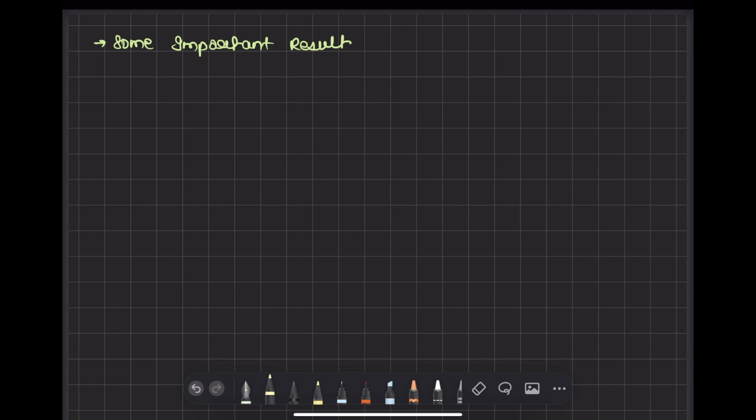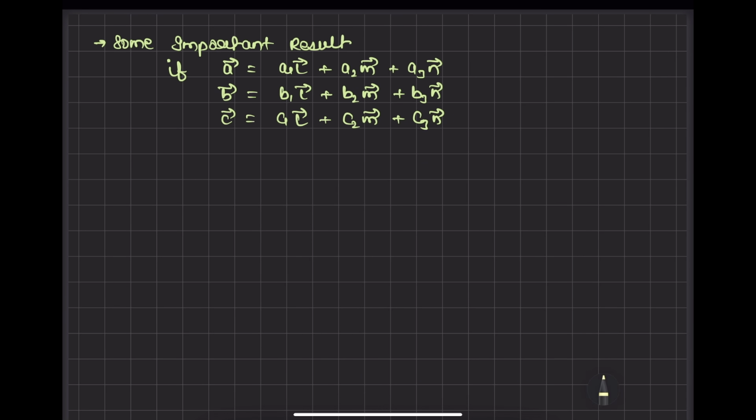Suppose that we have vectors written in this form. Vector A is a combination of L vector plus M vector plus N vector. Same for vector B and vector C. Under this scenario, how will we find the STP? Look at how we will respond.